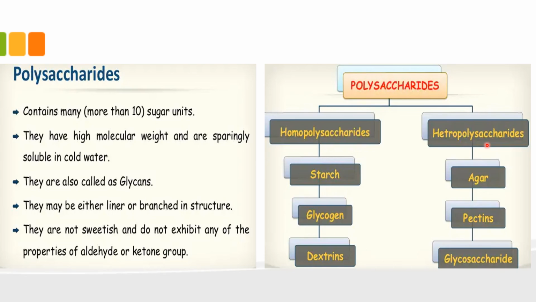Coming to heteropolysaccharides, they contain more than one type of sugar. For example, they may contain glucose, galactose, mannose, and even derived forms like N-acetyl glucosamine and N-acetyl galactosamine. Like that, so many other derived forms of monosaccharides are also attached in the case of heteropolysaccharides. Examples considered under the heteropolysaccharides are agar, pectins and glycosaminoglycans. So these are the examples and classifications coming under the polysaccharides.